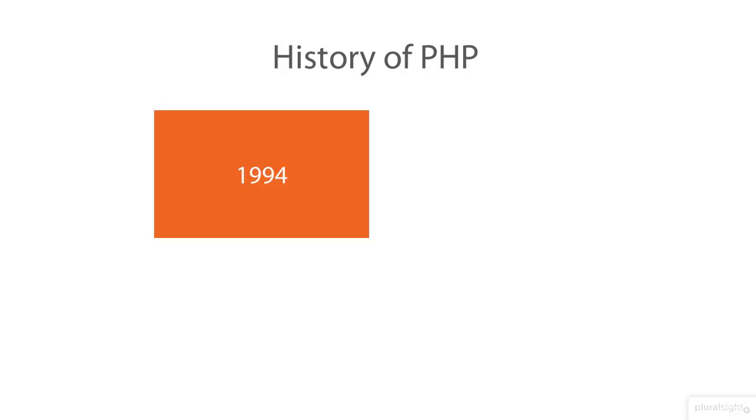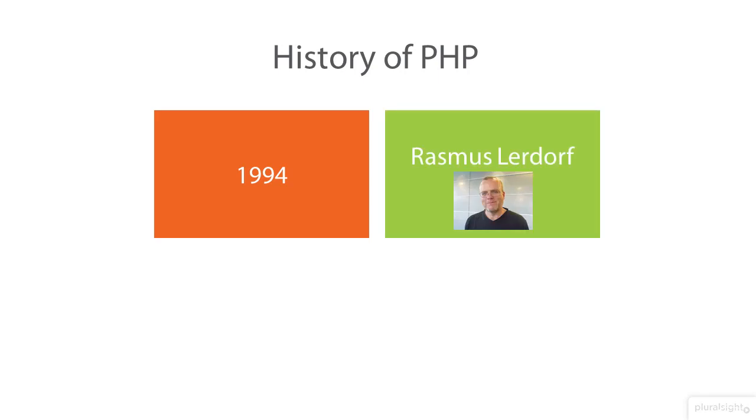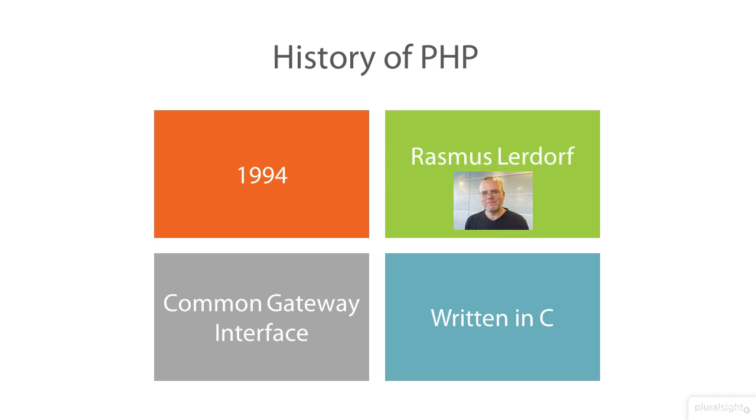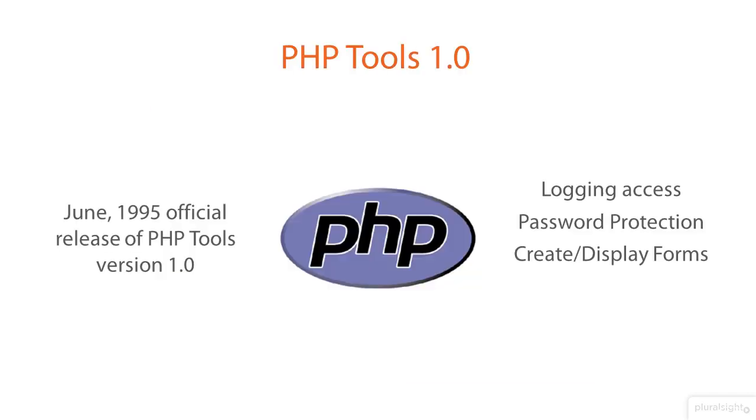In 1994, a guy by the name of Rasmus Lerdorf wanted to track how many people were visiting his online resume. He created a handful of CGI scripts written in the C programming language to accomplish this task. In June of 1995, Rasmus released his scripts to the public under the name of PHP Tools version 1.0, where PHP at this time stood for Personal Homepage.